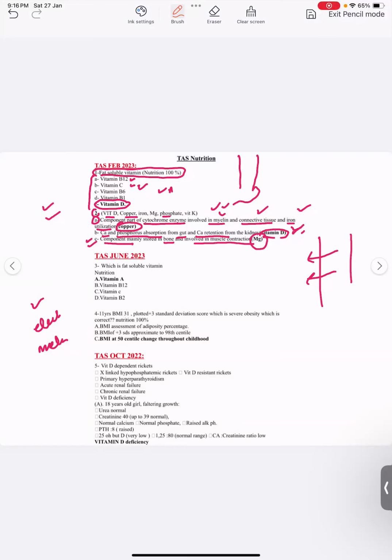So the next question, which one is a fat soluble vitamin? See here, now here they have given vitamin A among the options. Okay. Next question. 11 years, BMI is 31, very high, plotted at plus 3 standard deviation score, which is severe obesity. Which is the correct option here? Okay. BMI assessment of adiposity percentage. Okay. Is A the correct option?